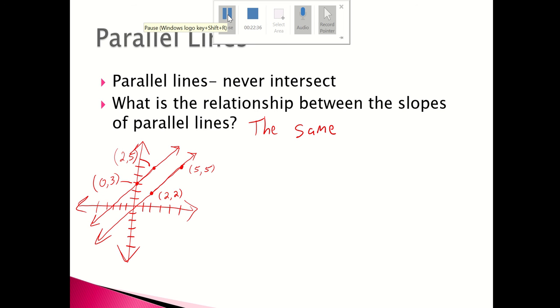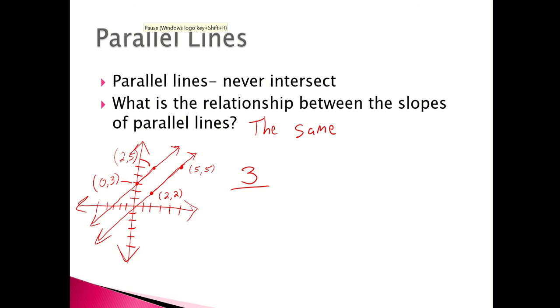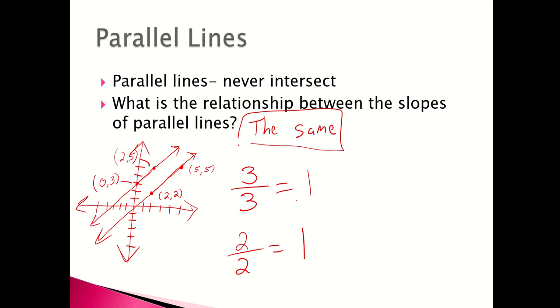Okay, so first off, 2, 2 and 5, 5. We have to go up 3, so that's a rise of 3, and we're going to go to the right 3. So 3 over 3, that gives us a slope of 1. That was 2, 2 to 5, 5. We had to go up 3 and right 3. Now let's do the same thing for 0, 3 and 2, 5. To go from 0, 3 to 2, 5, we have to go up 2. We have to go right 2. So 2 over 2, that is also a slope of 1. So these two lines, their slopes are the same.